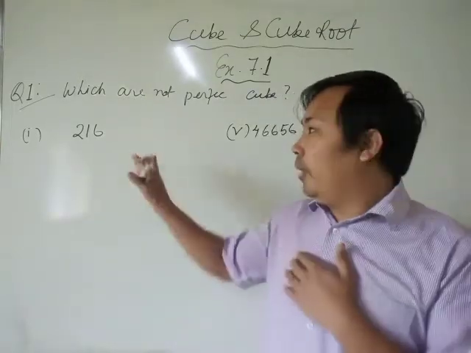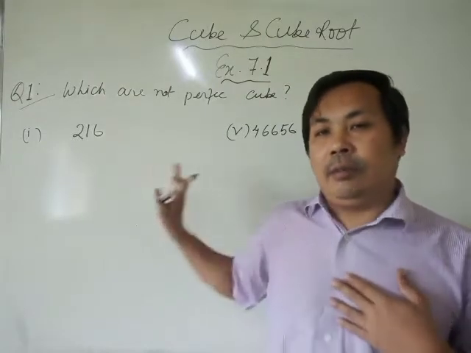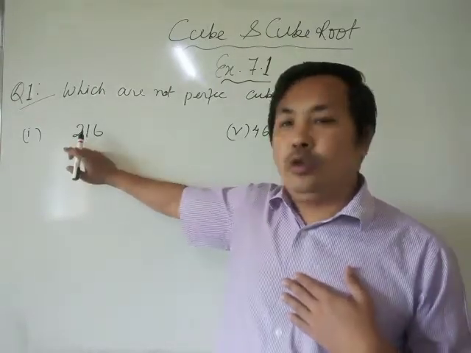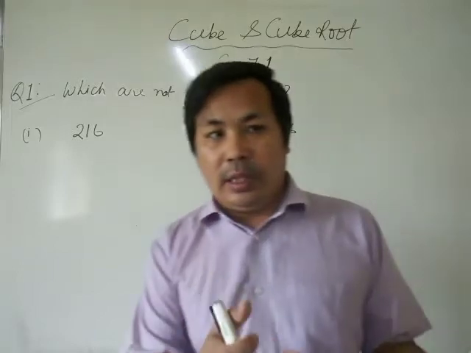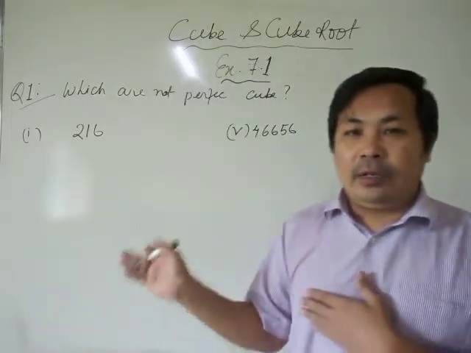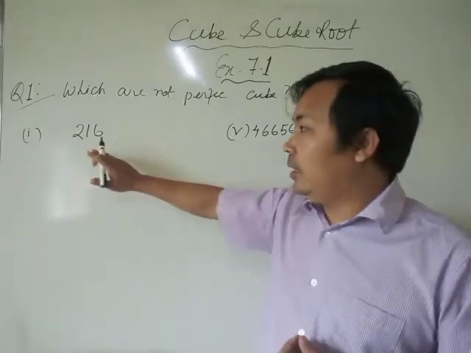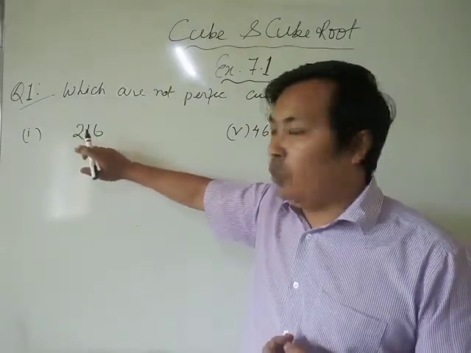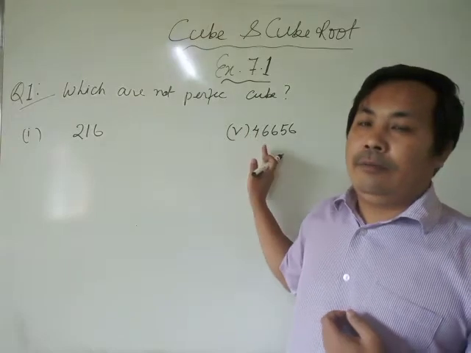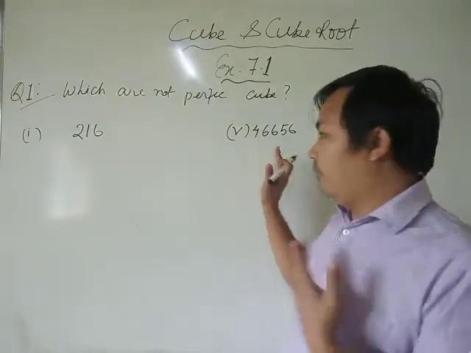So we have to find out the prime factors of the number given here. I am showing you 2 of the questions given in question number 1, and from there you can find out the rest also. So let us see whether Roman number 1 is a perfect cube or Roman number 5 is a perfect cube or not.